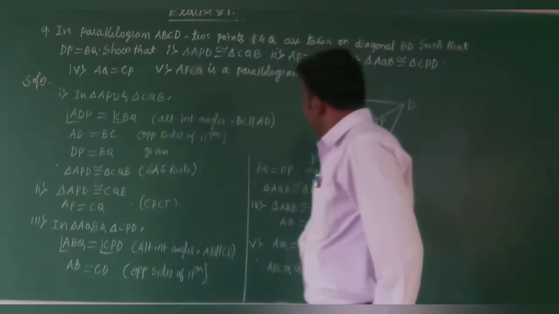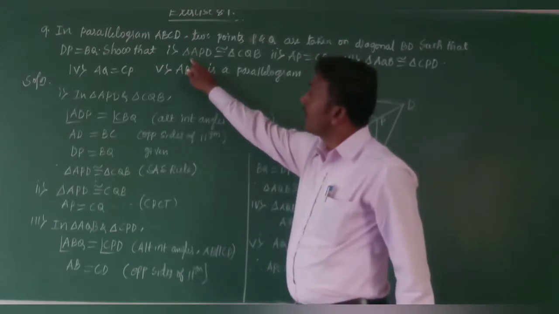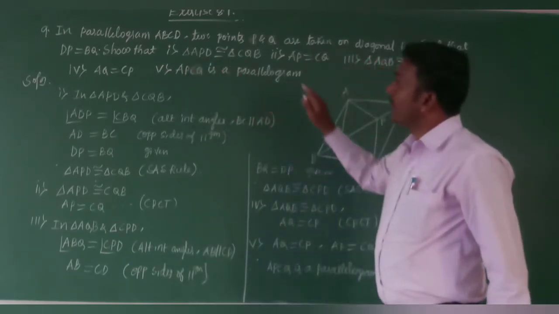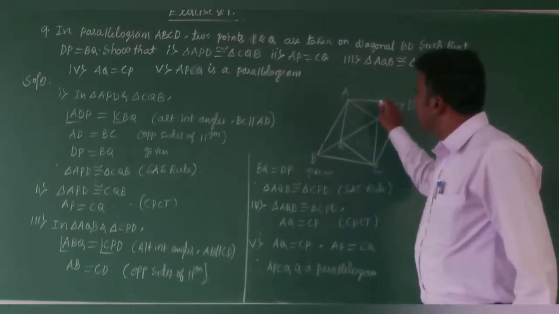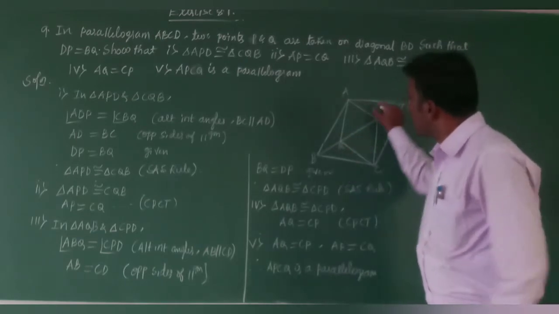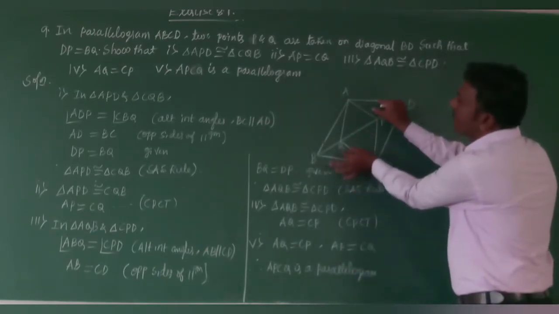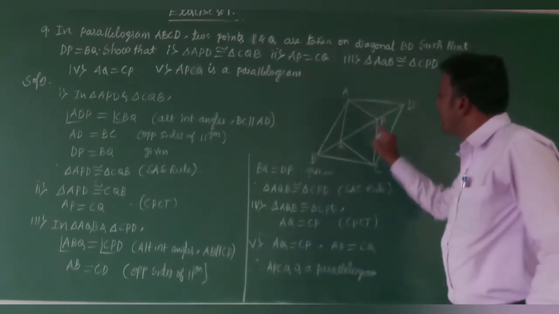Show that, by using this diagram, first question, triangle APD is congruent to triangle CQB. These two triangles are congruent to each other. This is the first question. Second question is AP is equal to CQ.